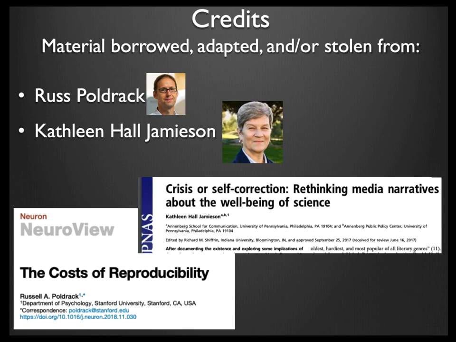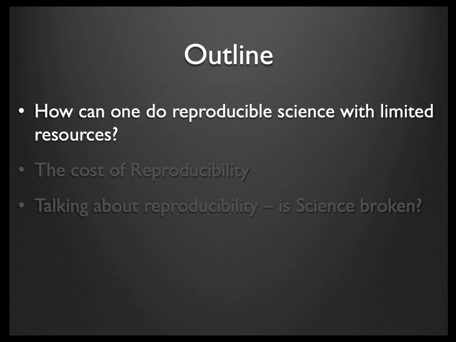Okay, so most of the material that I'm going to present today is borrowed, adapted, and/or stolen from two sources. One is a paper from Russ Poldrack, which initially started as a blog post. It's called The Cost of Reproducibility. That was a NeuroView in Neuron. The last part is from Kathleen Hall Jamieson, and she is at the PNAS and was speaking about talking about reproducibility. So both these papers are available, and like I said, these slides will be available too, so you can follow up on these topics.